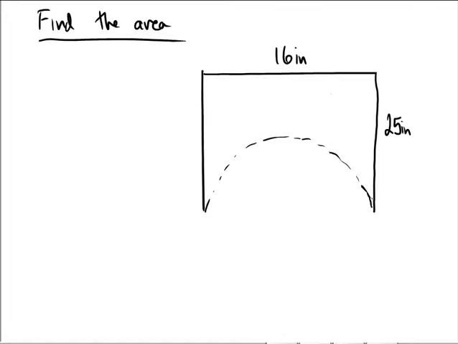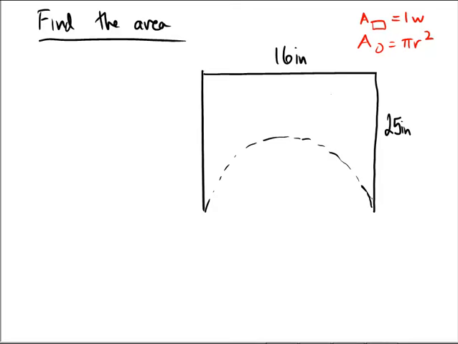In this problem, we're asked to find the area of this peculiar shape. So I'm going to have to recall a couple formulas here. The area for a rectangle in general is length times width, and the area of a circle in general is pi r squared. So I'm going to use those two facts to figure out the area of the shape that's pictured.